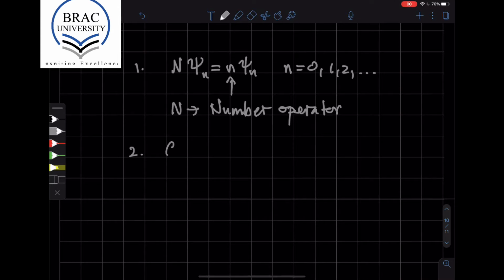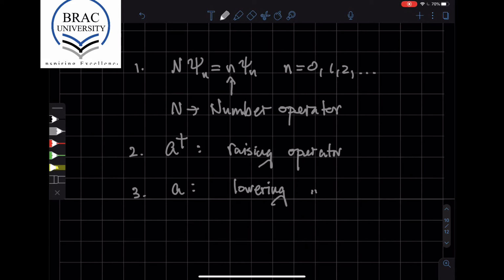Number two is that a dagger is the raising operator because it raises the eigenvalue of a state by 1, and a is called the lowering operator because it decreases the n eigenvalue by 1.